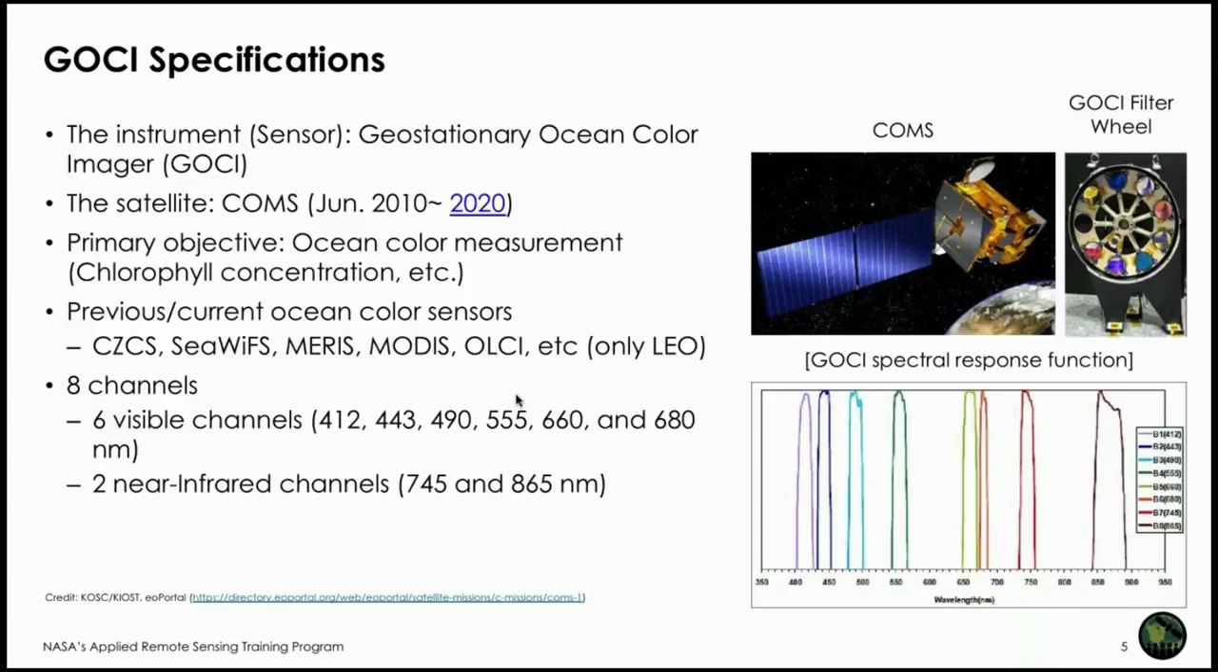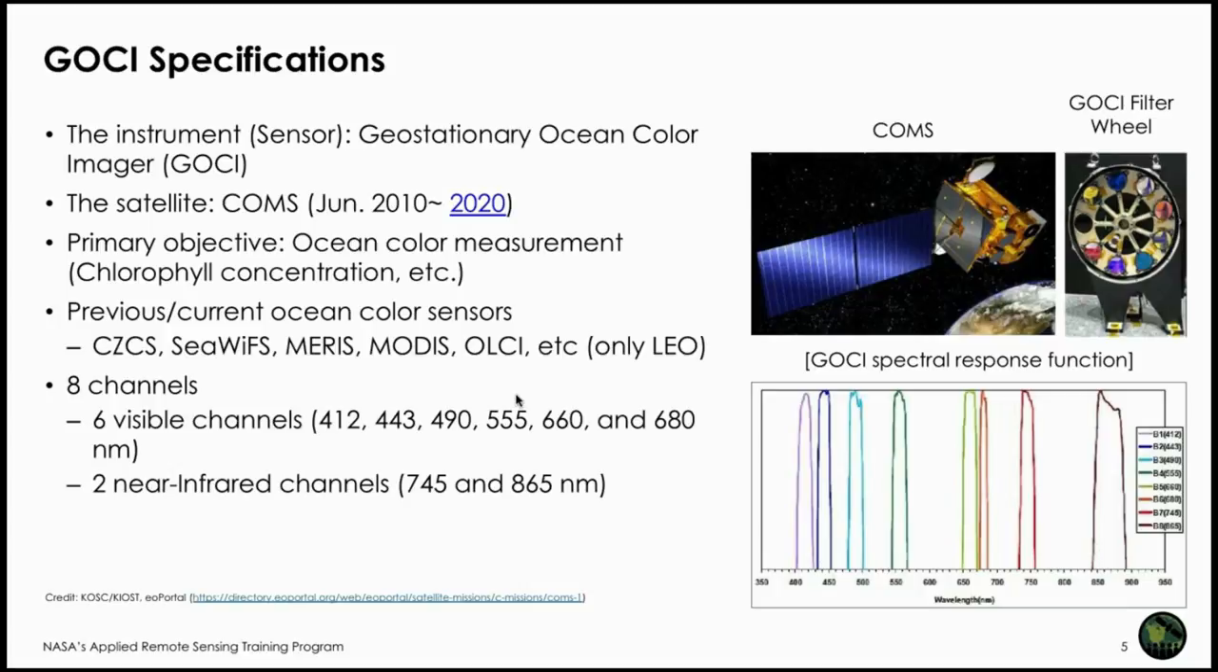The full name of GOCI is the Geostationary Ocean Color Imager. It was launched in 2010 and is still working well, and will end in 2020. Its primary objective is the monitoring of ocean color to understand ocean biology, such as chlorophyll concentration and dissolved organic materials. There have been many ocean color sensors such as SeaWiFS, MERIS, MODIS, and the recent OLCI. All of these ocean color sensors are LEO sensors. So GOCI is the only ocean color sensor in geostationary orbit.